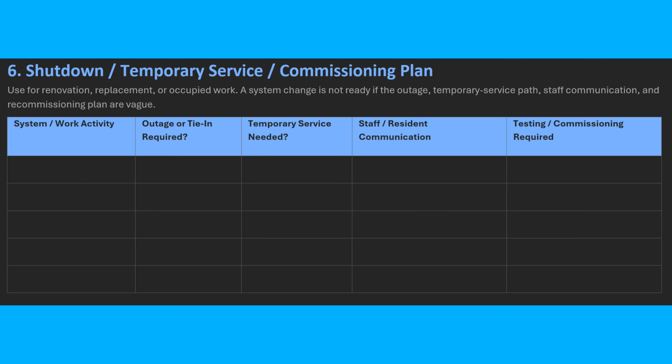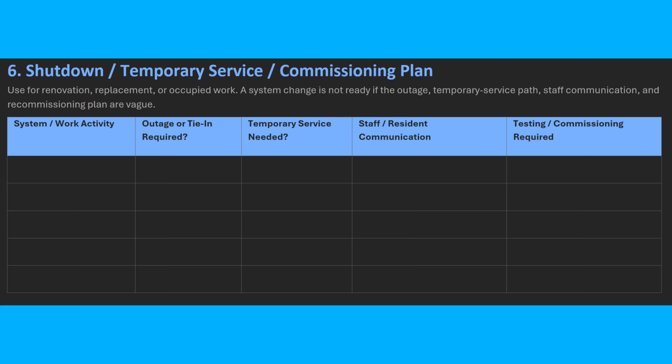Step 6 is the shutdown, the temporary service, and the commissioning plan. This matters, especially in renovations and occupied facilities. If a system has to be shut down, tied in, replaced, tested, balanced, or recommissioned, the operation plan needs to be clear. Who's affected? How long is the outage? What temporary service is needed? How are staff notified? How are residents, patients, and families informed?